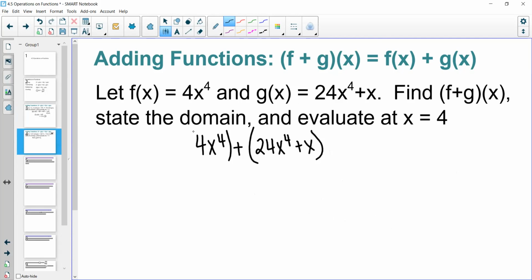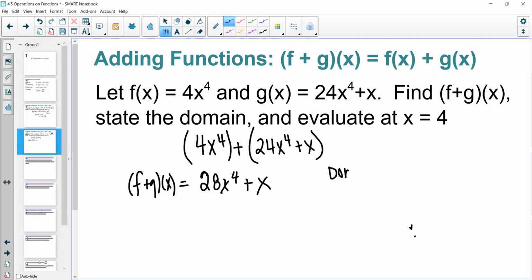Now notice we have our polynomials here that are being added together. We need to make sure that we are adding that whole polynomial, or subtracting when we get to subtracting. So these combine here, and we end up getting 28, because 4x to the 4th plus 24x to the 4th is 28x to the 4th plus x. Okay, so here is our new function. So f plus g of x equals 28x to the 4th plus x. Now what we want to do is find our domain. Now, sometimes like with that radical function, it's easy for us to interpret what our domain is.